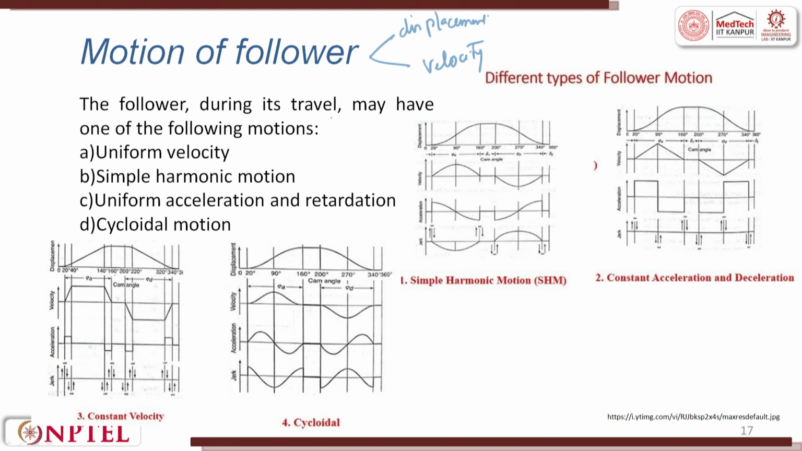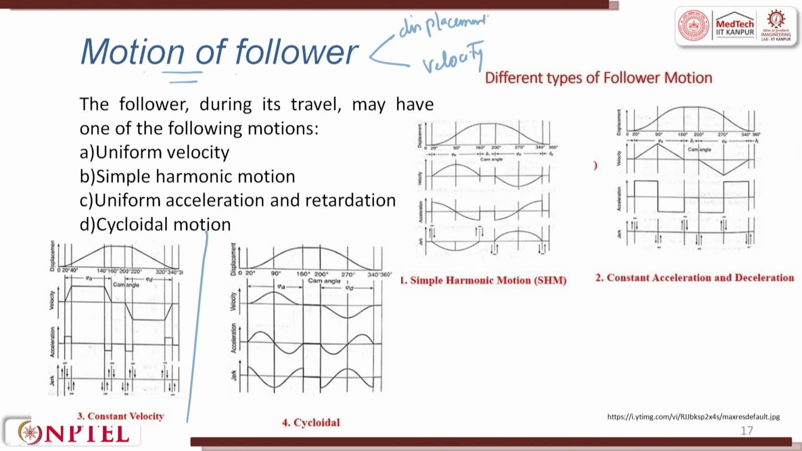The follower during its travel may have one of the following motions. Today, of course, people are making a lot of complex mechanisms where you can have half uniform, half simple harmonic. They can also have combinations, right. So, the motion of a follower can fall into any one of these types. It can have uniform velocity, simple harmonic motion, uniform acceleration and deceleration, or cycloidal motion. When we say uniform velocity, it is constant velocity.